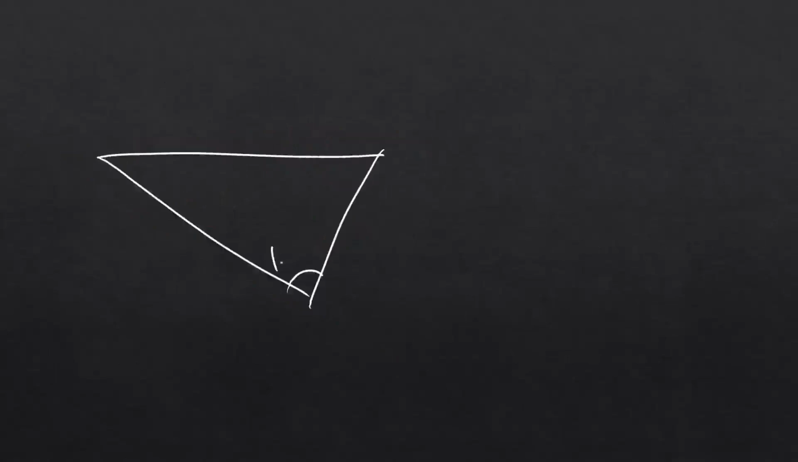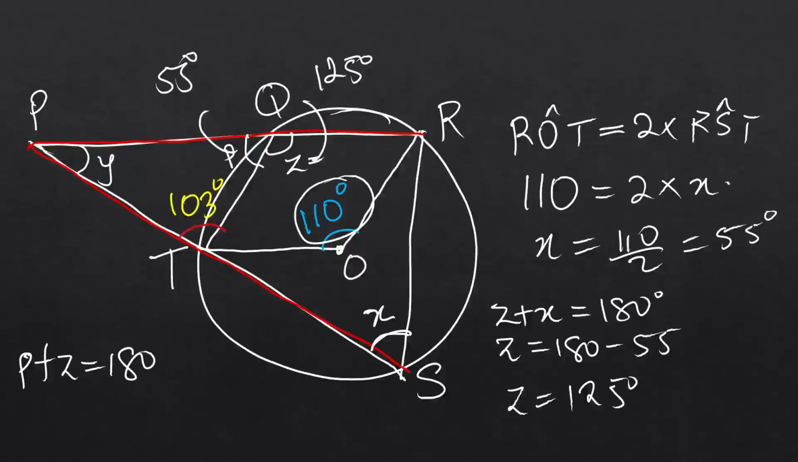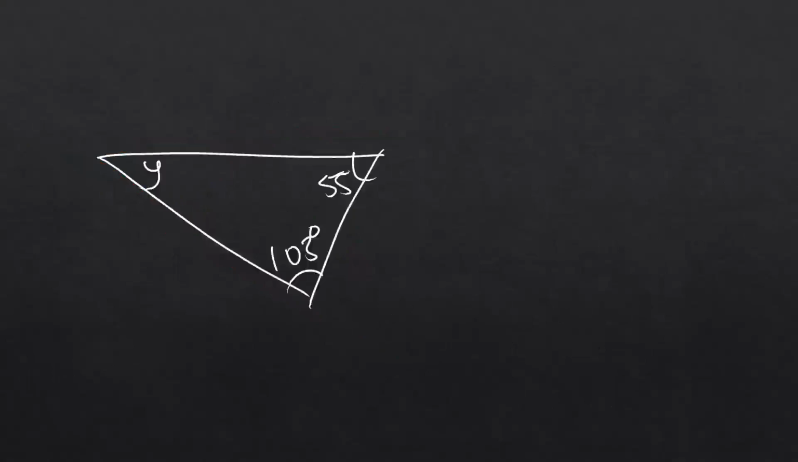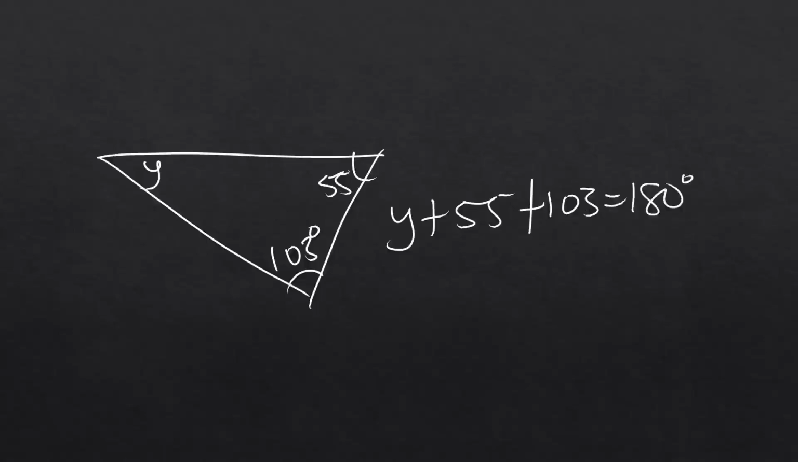So totally, I'm going to have this triangle. Now, this is 103, and this place is 55. You're asked to find Y. Look at it again. Good. So what do we do? The sum of angles in a triangle is 180. So Y plus 55 plus 103 is equal to 180.